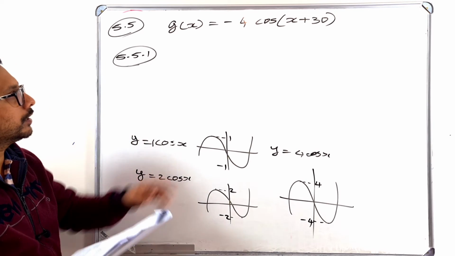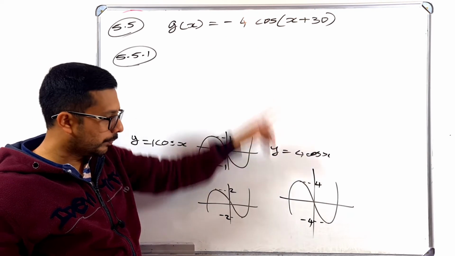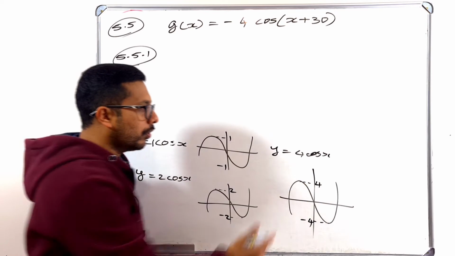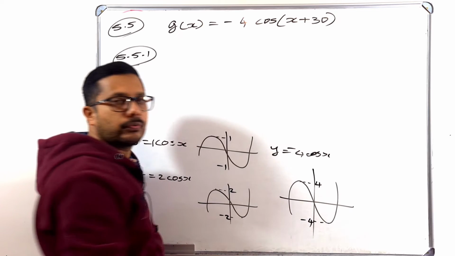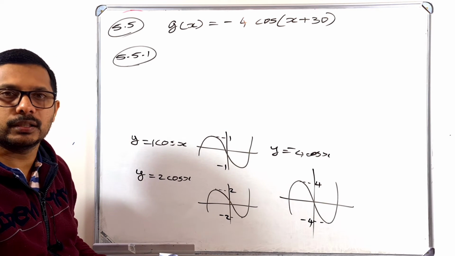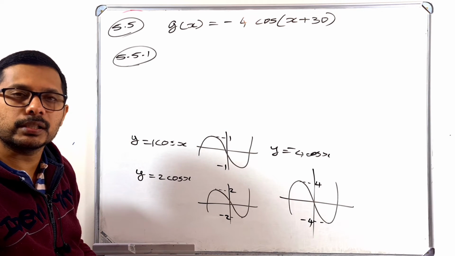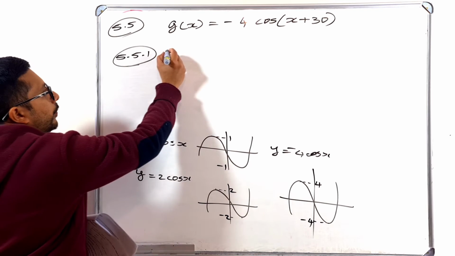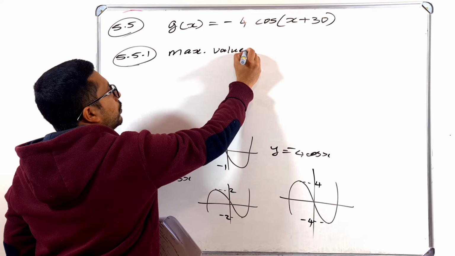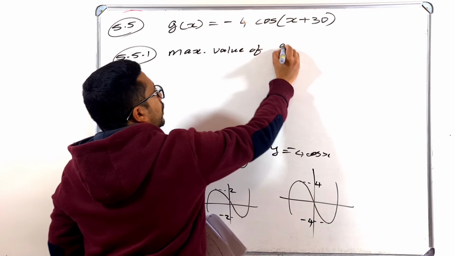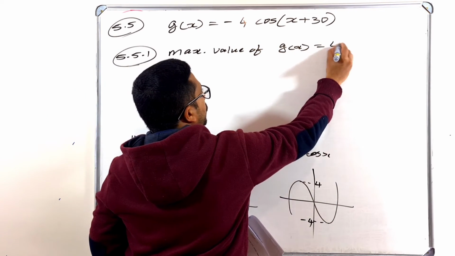So what is the max? Since here it is -4, what is the maximum value, is it 4 or -4? Doesn't matter, same thing. Okay, so what is the maximum value of -4 cos x? That is 4. So the maximum value of g of x is equal to 4.